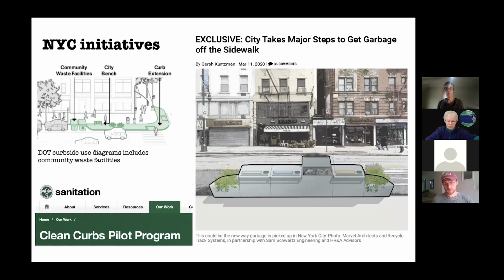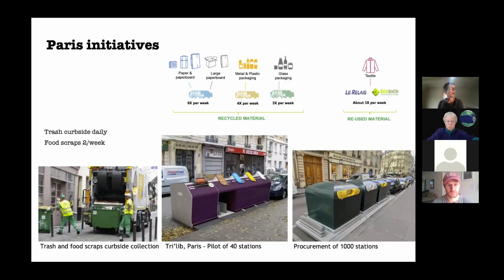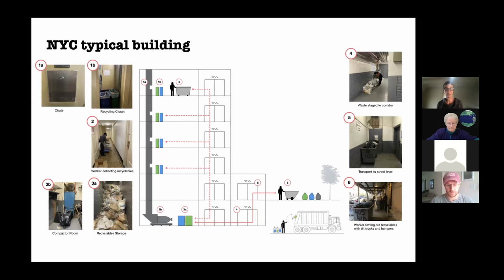And following the guidelines, the Departments of Sanitation and Transportation have looked at doing Clean Curbs pilot programs for private collection. We think they should take it up a notch, like they did in Paris, where they piloted 40 of these recycling stations in the street, and then they procured 1,000, and that's been very successful.